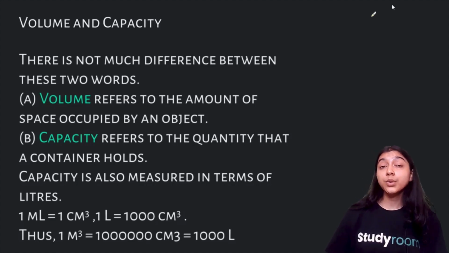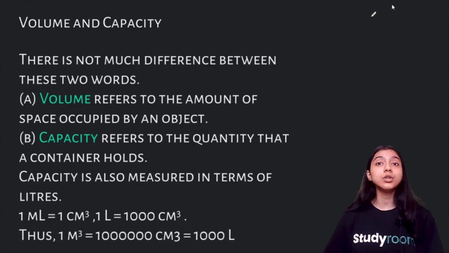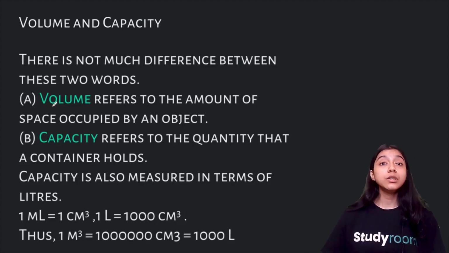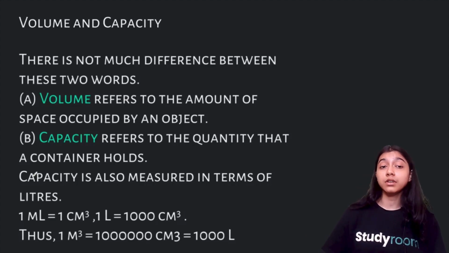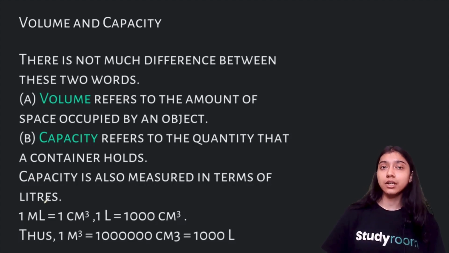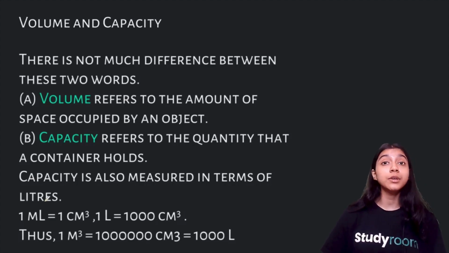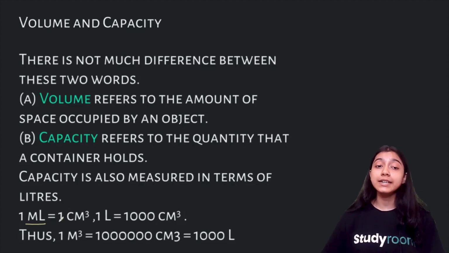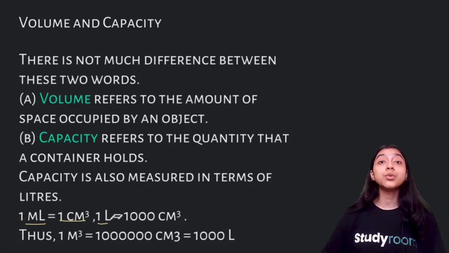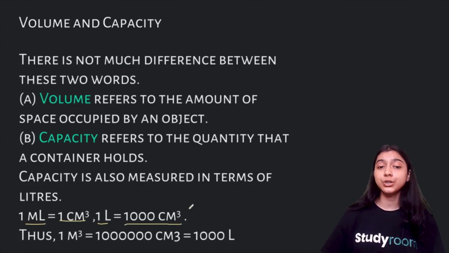Now, let us learn the conversions. The conversions of the unit of liter, milliliter into centimeter cube and meter cube. That means the conversion units for capacity and volume. So in case of volume, we use cubic units, and in case of capacity, we can also use liter and milliliter. The basic conversions that are important and will be useful in solving problems are that 1 milliliter is equal to 1 centimeter cube. And when we talk about liters, 1 liter is equal to 1000 centimeter cube.